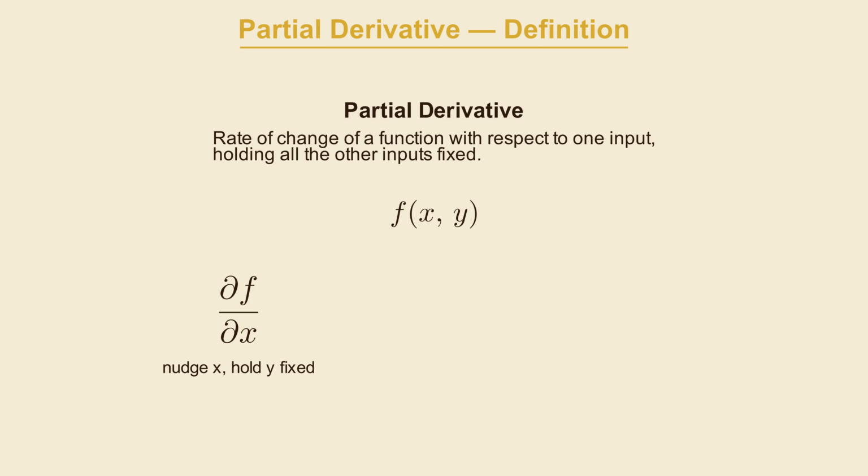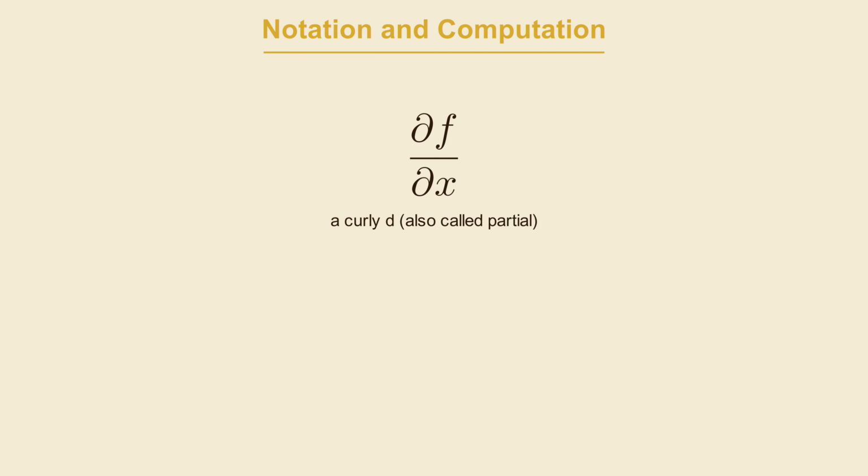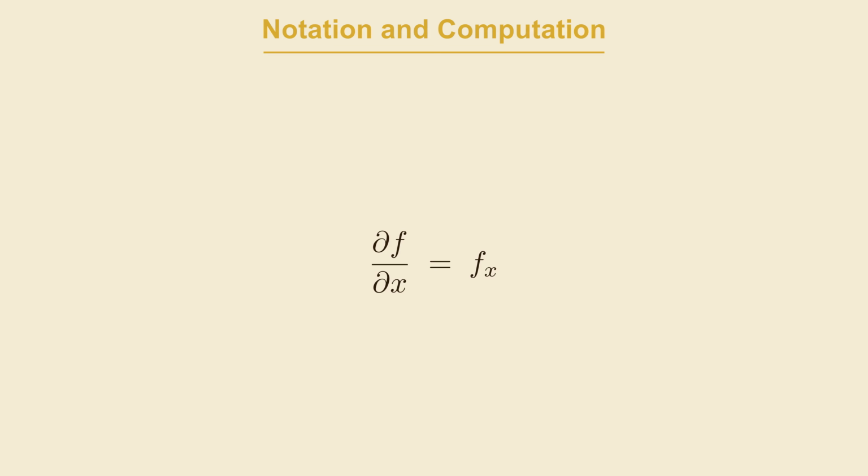The notation is a curly d. We write the partial derivative of f with respect to x as curly df over curly dx. That curly d, also called the partial, is the visual signal that this is a partial derivative and not an ordinary one. Alternatively, you may see some texts use a subscript instead, writing f sub x to mean the partial of f with respect to x.